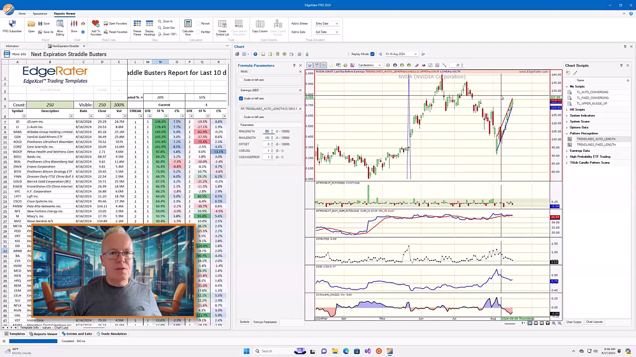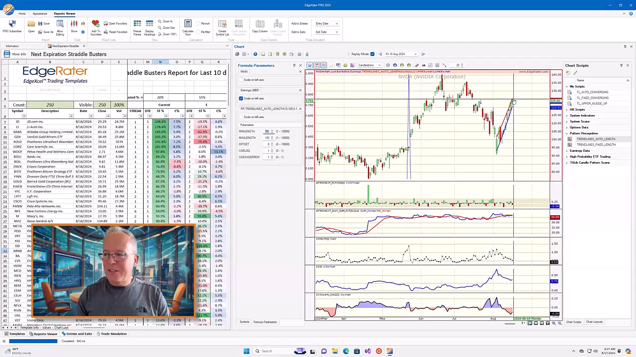Obviously, NVIDIA is in the news. It's one of the AI stocks and all that sort of thing. So no reason to not expect the unexpected with things like that.